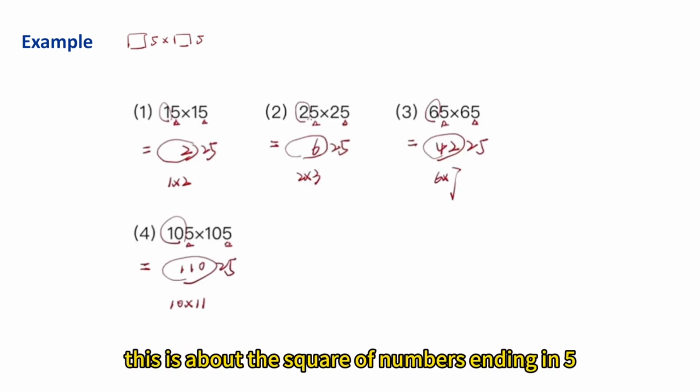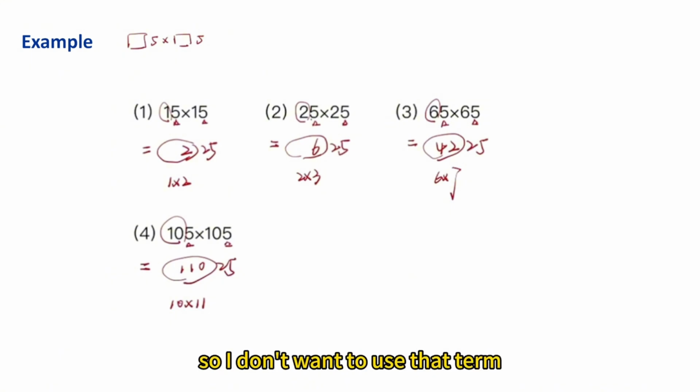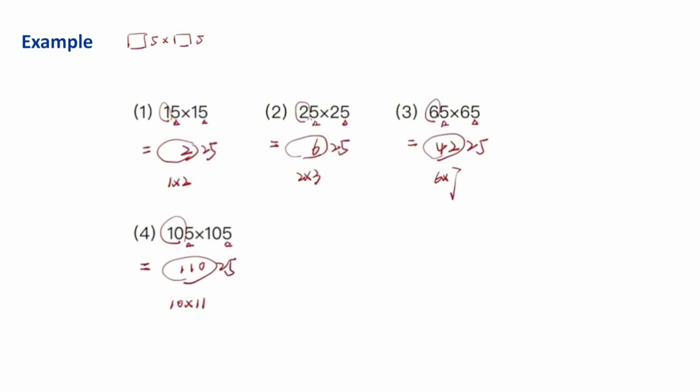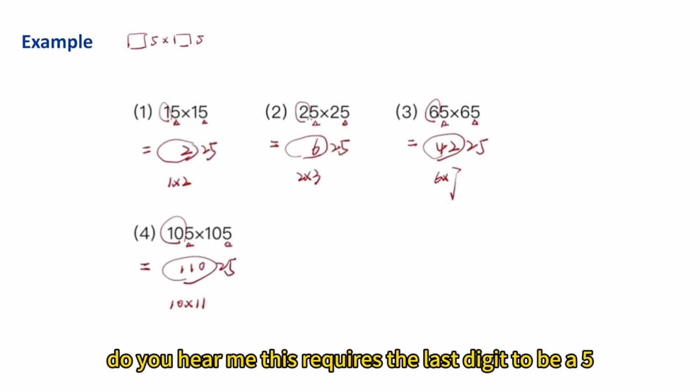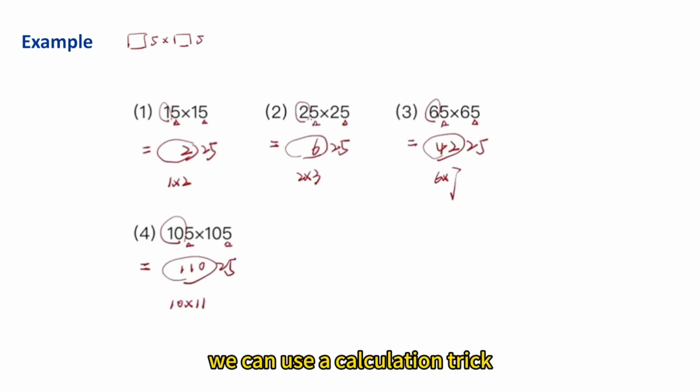Okay, actually this is about the square of numbers ending in 5. Some of you might not understand what a square is, so I don't want to use that term. If you don't understand what a square is, it doesn't matter. Just remember that it means the 2 numbers are the same. This is called a square number. 15 times 15. 25 times 25, 65, 105 times 105. Do you hear me? This requires the last digit to be a 5. As long as you see this kind of number, we can use a calculation trick.